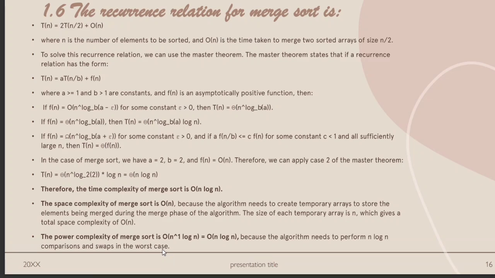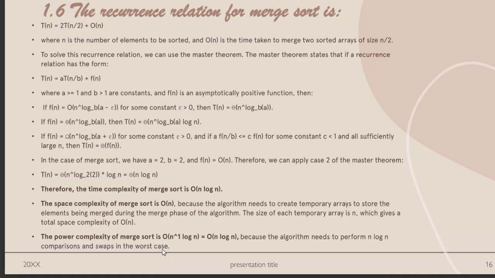The Master's theorem for a recurrence relation has the form T(n) equals aT(n/b) plus f(n), where a is greater than or equal to 1 and b is greater than 1 are constants and f(n) is an asymptotically positive function. Then here are the steps to solve the recurrence relation for merge sort.